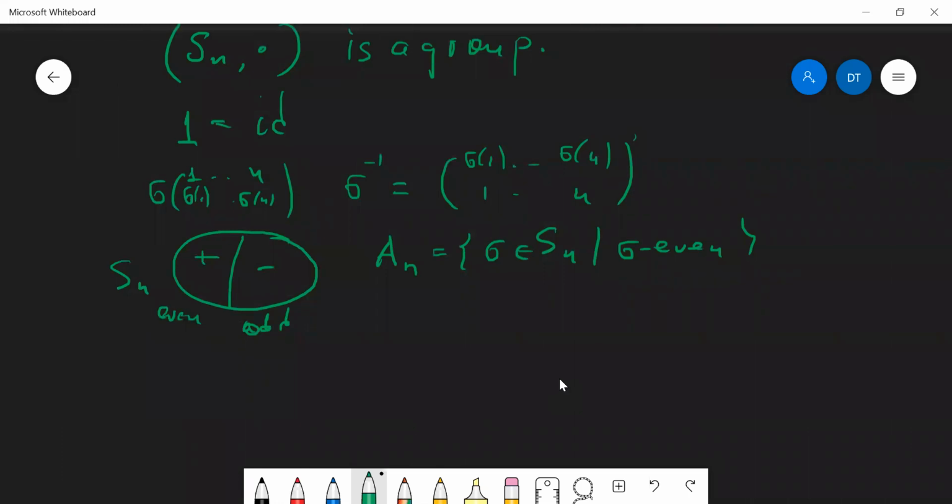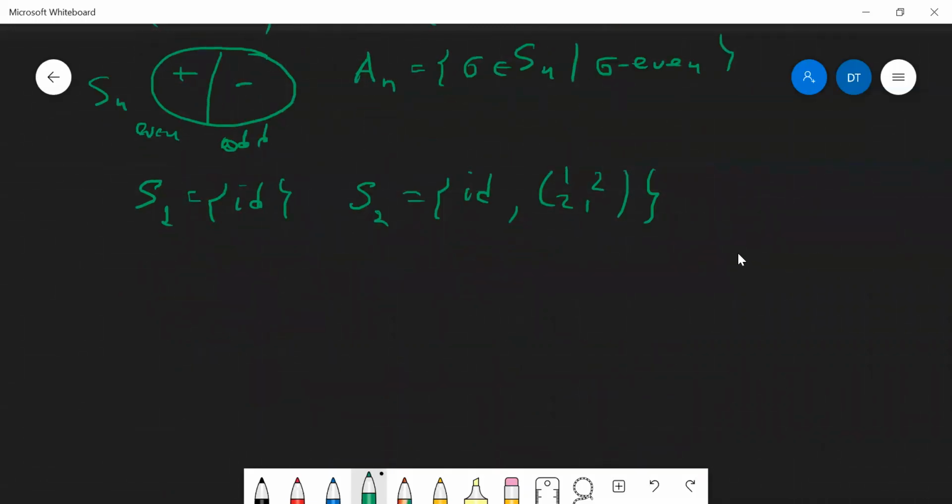If you have permutations on one element, they consist only of the identity. This is a commutative group because it doesn't matter how you multiply ID with ID, you always get ID, so the result will be the same. The second option is permutations on two elements. The group consists of ID and the transposition. So this group is also commutative. But the groups Sn with n greater than or equal to 3 are not commutative.